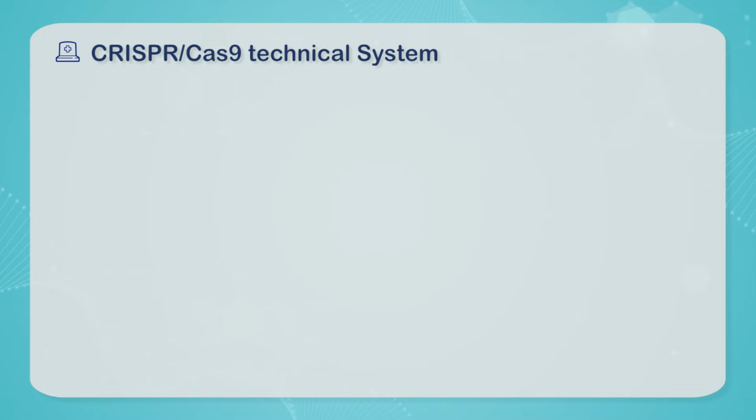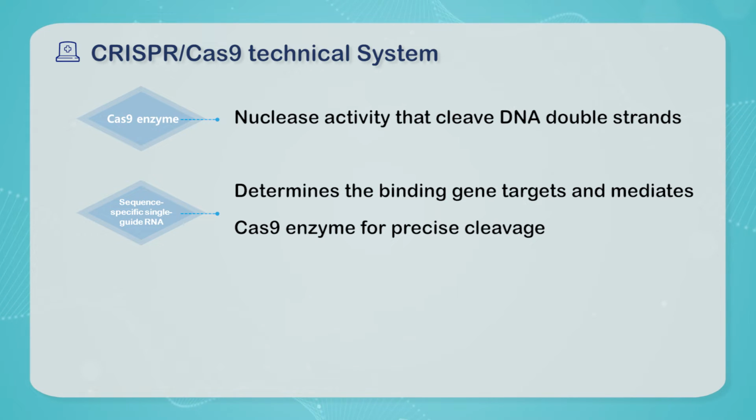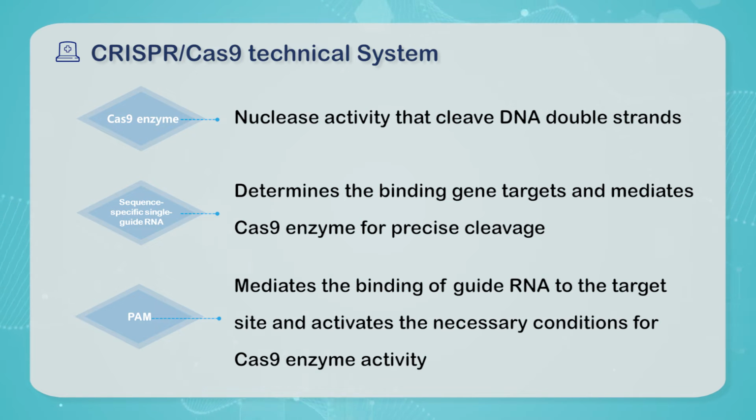consisting of three parts. The first part is the Cas9 enzyme, which has two domains of nuclease activity and is used to cut DNA double strands. The second part is the sequence-specific single-guide RNA, which determines the binding gene target and mediates precise cleavage by the Cas9 enzyme. The third part is the PAM sequence, which mediates the binding of guide RNA to the target site, which is necessary for the activation of Cas9 enzymatic activity.